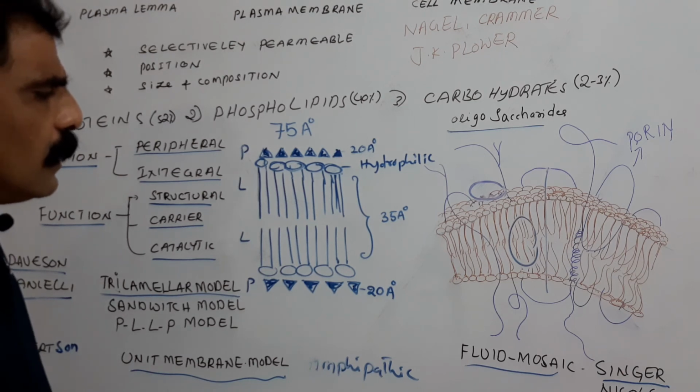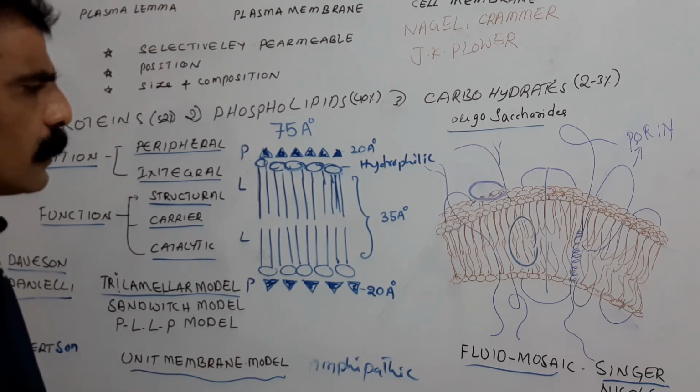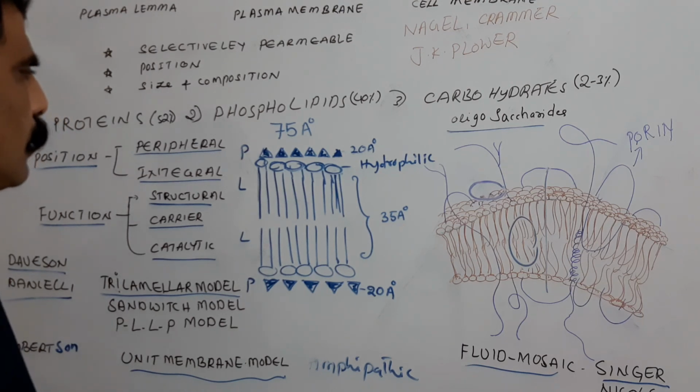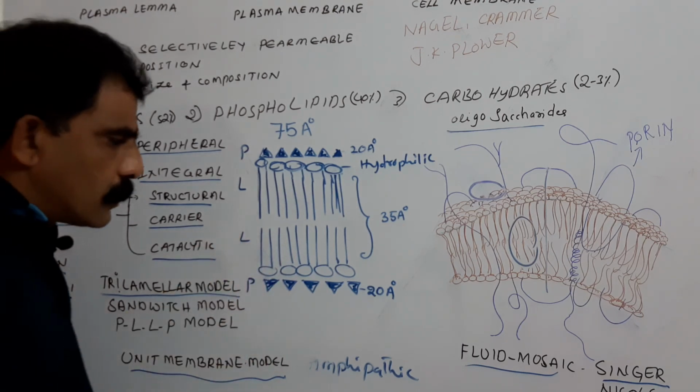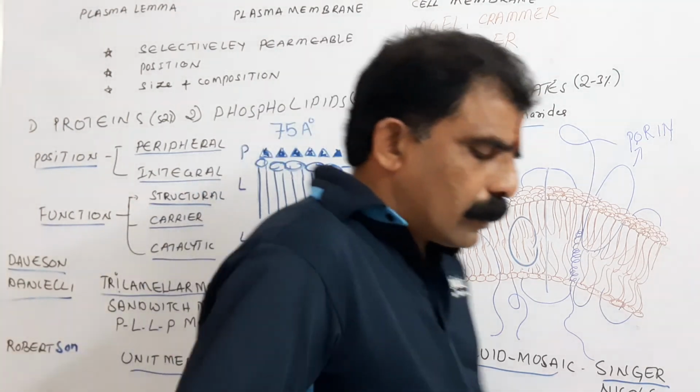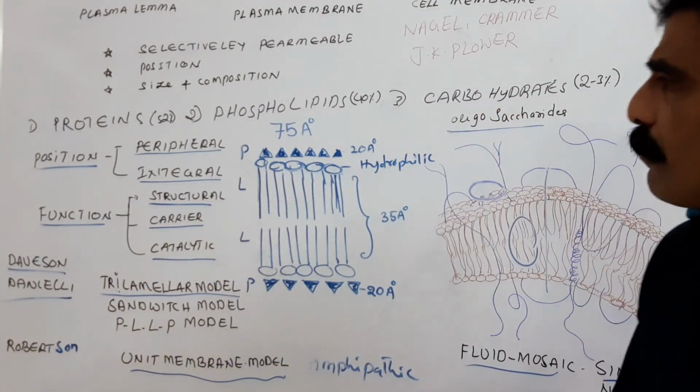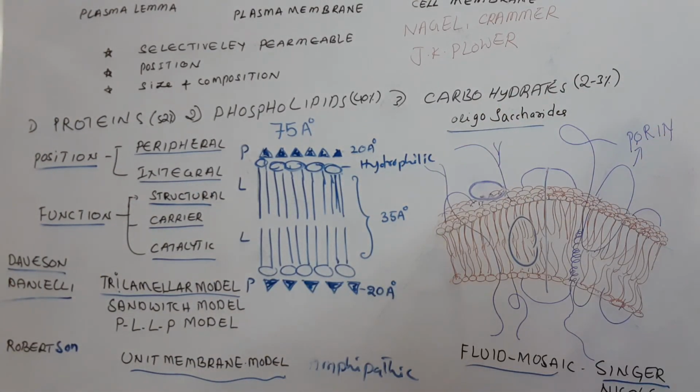Like this, Singer and Nicolson's fluid mosaic model is widely accepted, whereas the trilamellar model and the unit membrane model proposed by those workers were rejected because they could not explain the elasticity and even the selective permeability of the plasma membrane.